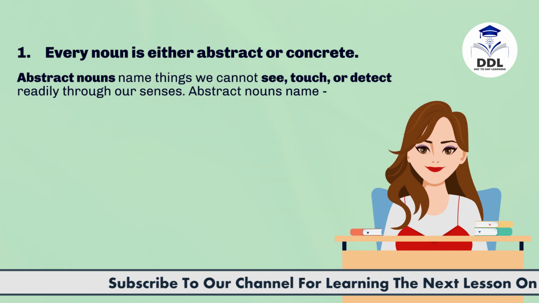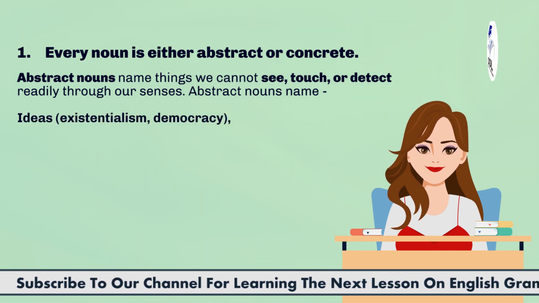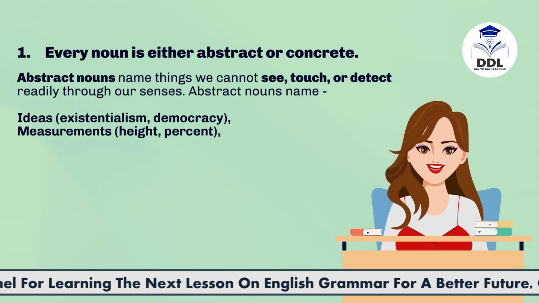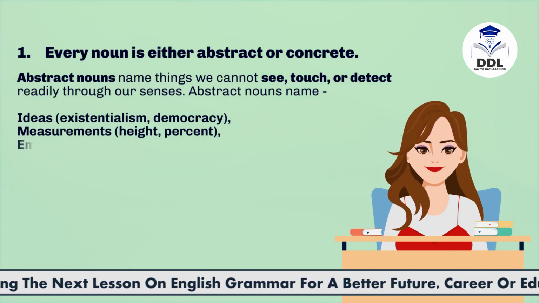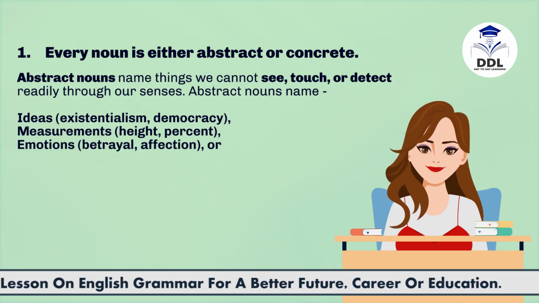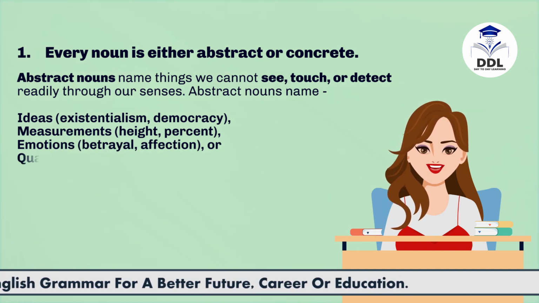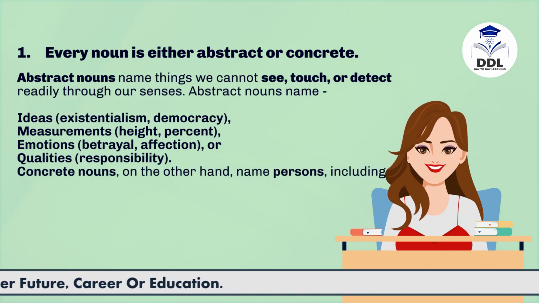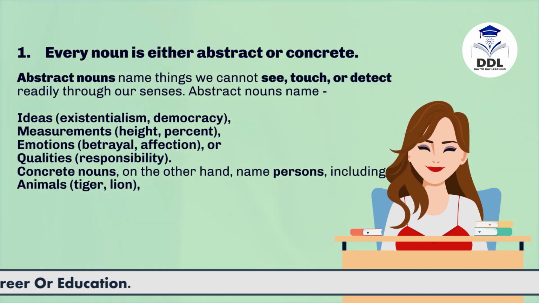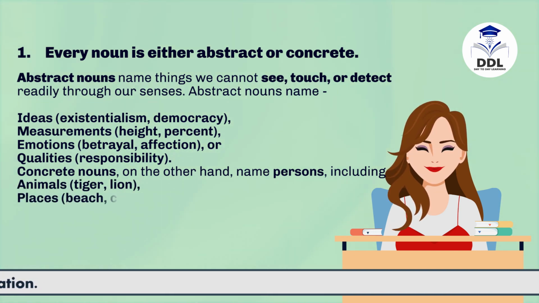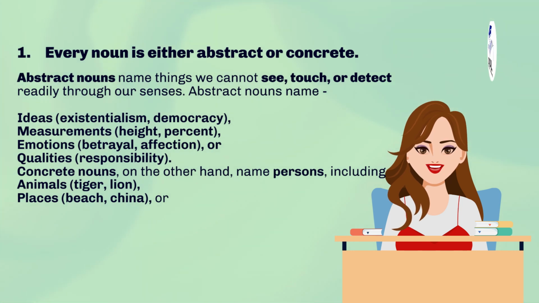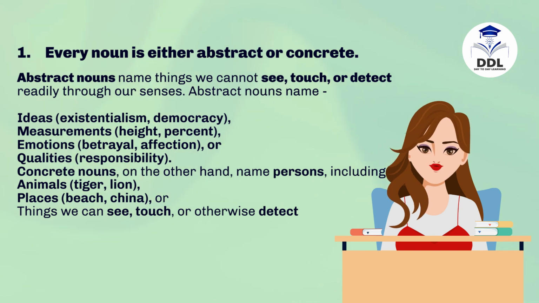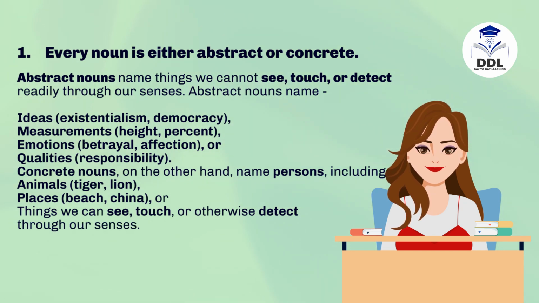Abstract nouns name ideas like existentialism, democracy, measurements like height, percent, emotions like betrayal, affection, or qualities like responsibility. Concrete nouns, on the other hand, name persons, including animals like tiger or a lion, places like China or beach, or things we can see, touch, or otherwise detect through our senses.